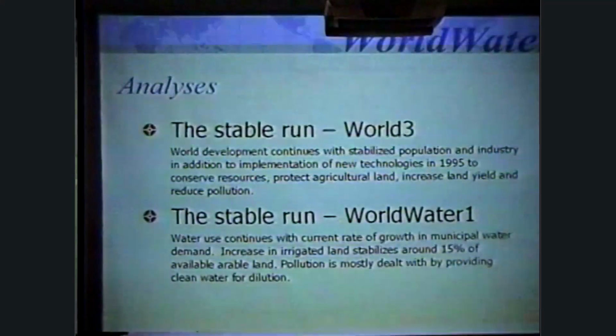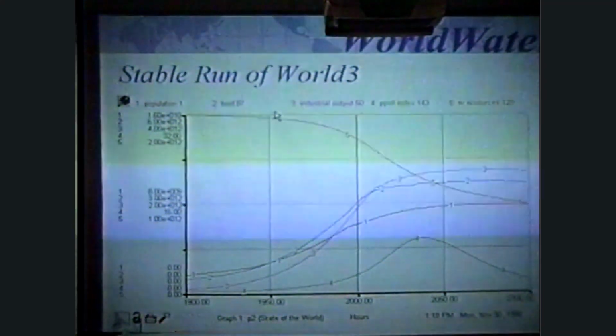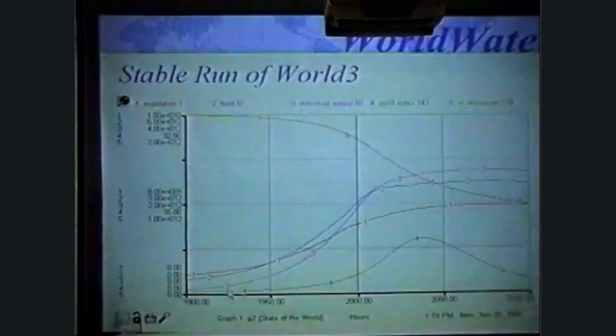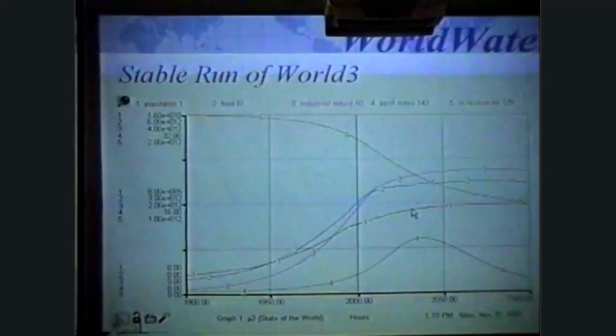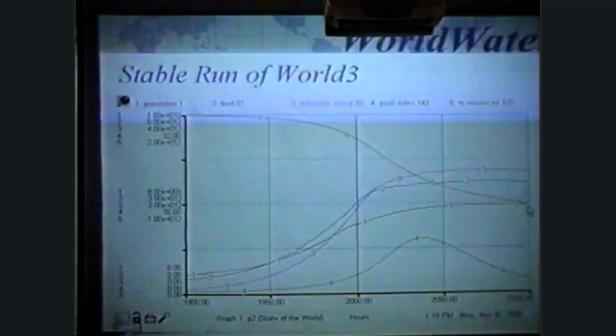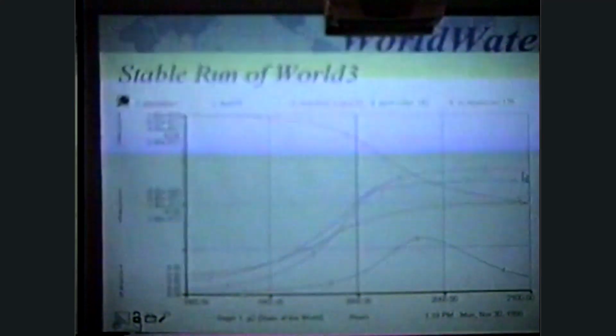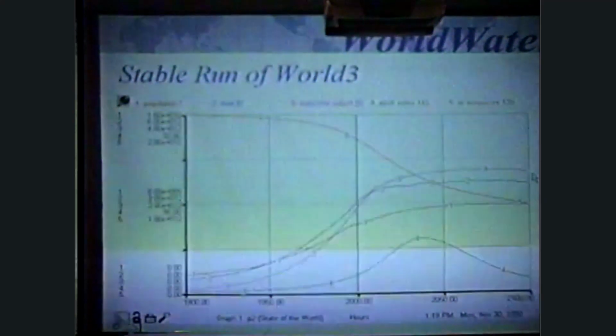The consequence of this particular set of policies is represented in this graph with the population in a red line reaching some kind of stable level of about 8 billion people by 2000 and remaining stable, with stabilized food production at this level, industrial output at this level, and so on. Now, how can I go back?